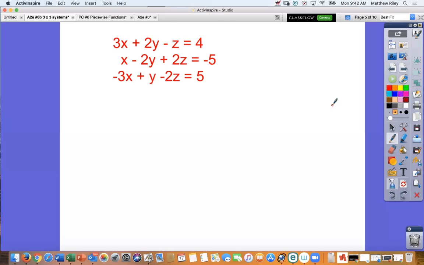All right, so what variable is easiest to cancel out? The x's. I heard x's. I am promising you, some people said y's. Some people said z's. Guys, all of these are equally easy to cancel out. So here's where you have to pay attention. He said x's. I'll go ahead and use the x's. Once you choose one, stick with it.